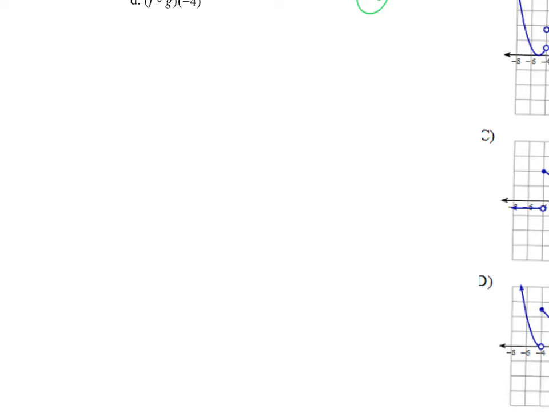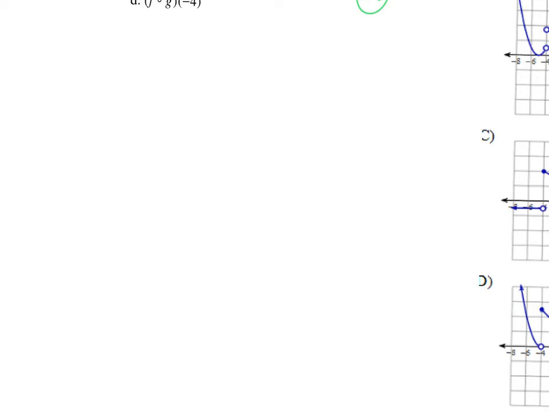Part C, they use the weird kind of symbol here for the composite, but it really just means the same thing, g of f of 2. So we start off with f of 2, and that's right there at negative 2. And we take that and plug it back in to g, so then we do g of negative 2, which would be over here with a y value of 1.